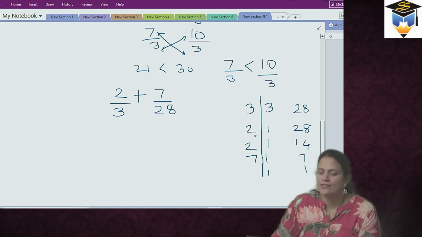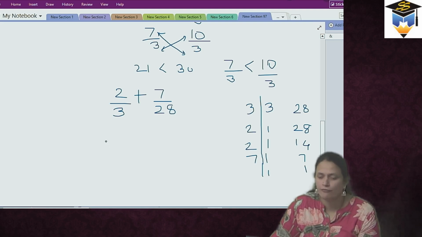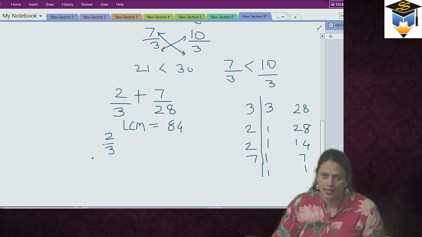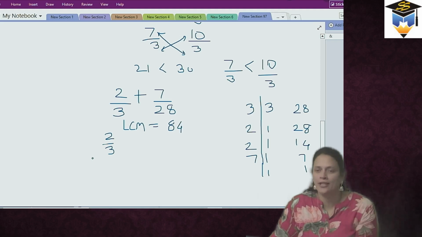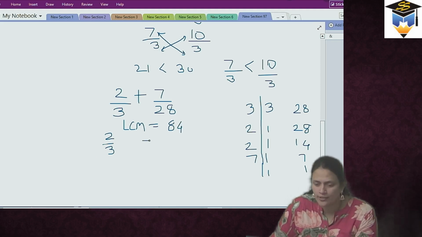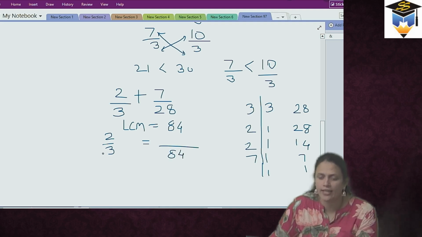So here, as you can see, 3 into 2 into 2 into 7. What is the answer? Find out on the calculator. 84. We know that the LCM is going to be 84 because 3 times 28 or 3 into 2 into 2 into 7. So LCM is 84. So 2 by 3 हमें convert करना है in such a way that you get the denominator as 84. How will you get it? By multiplying by, कैसे निकालना है? 84 divided by 3.